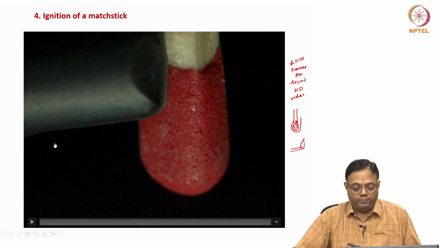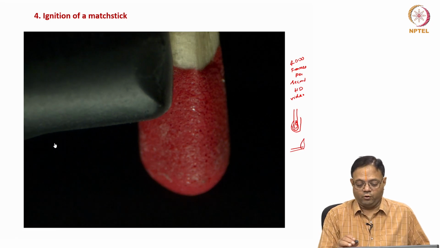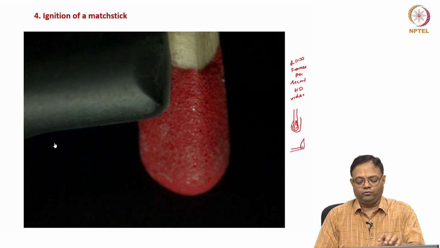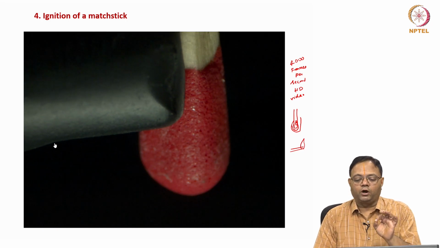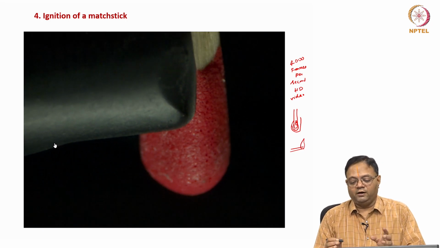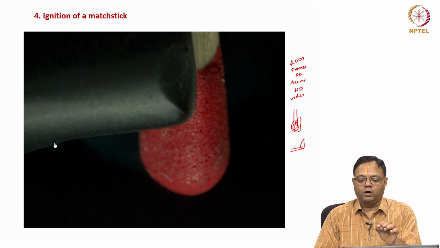So this video will play. Yeah, so it is now ignited with a heat source. This is a heat source which is brought and very carefully ignited locally. It is not ignited by rubbing it with a surface, but carefully ignited slowly at a local point.